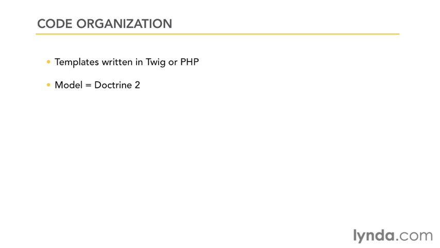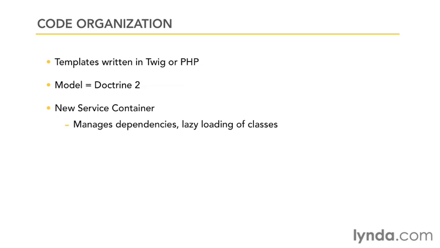By default, the model uses Doctrine 2. This is also a 5.3 PHP application. If you prefer, you can write these in straight PHP, but Doctrine offers a lot of shorthand tools for creating your model. Symfony 2 also offers a new service container, which can handle instantiation of your components and will also handle lazy loading and manage dependencies.